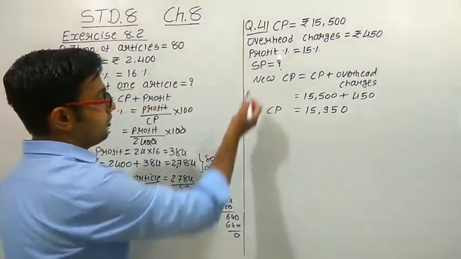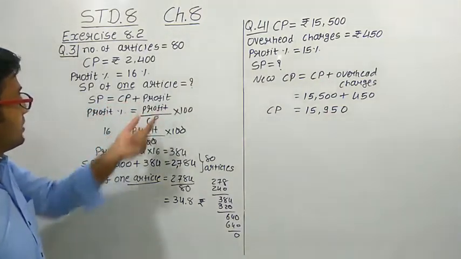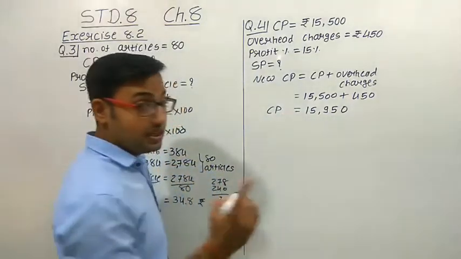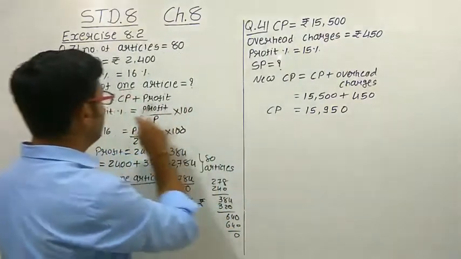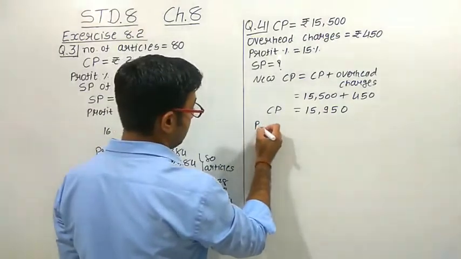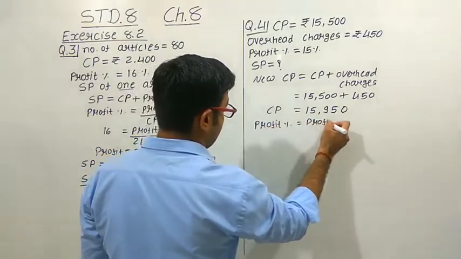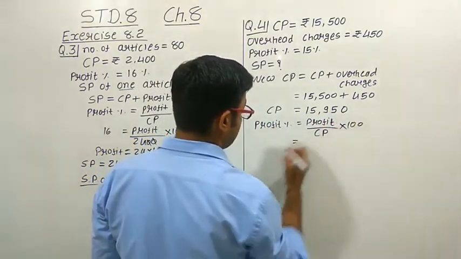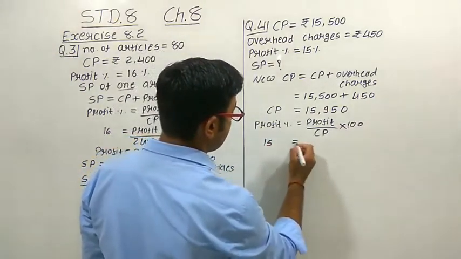Now we have to find out the selling price. So we can use the same formula: selling price is equal to cost price plus profit. Now we have to use this new cost price, not the old cost price. So the cost price we already have. Now we have to find out the profit. There is a formula: profit percentage is equal to profit upon CP into 100. The profit percentage here is 15. The profit we have to find out.